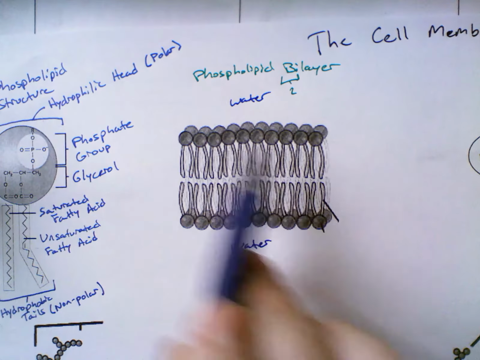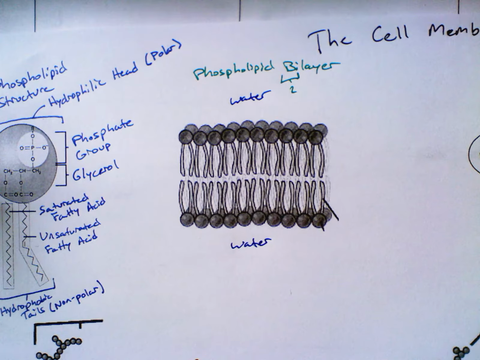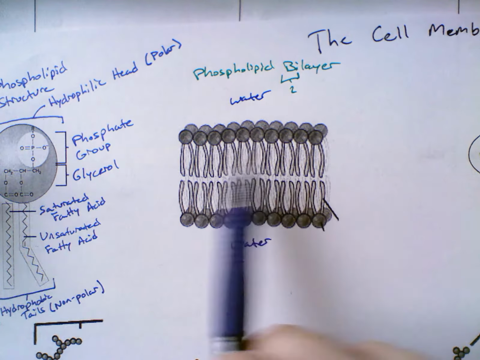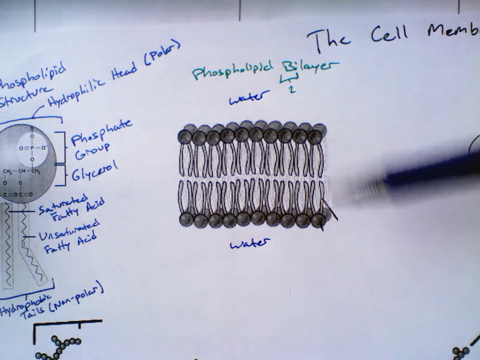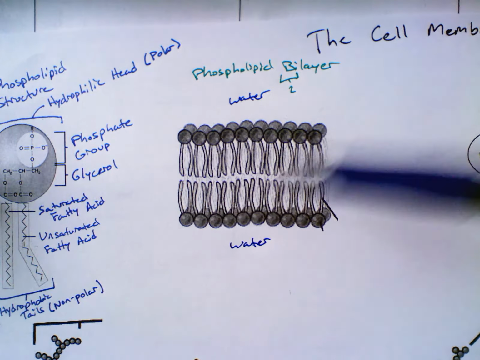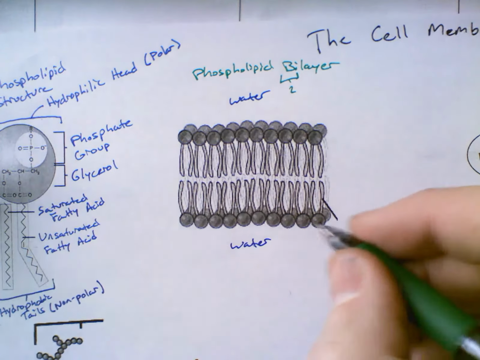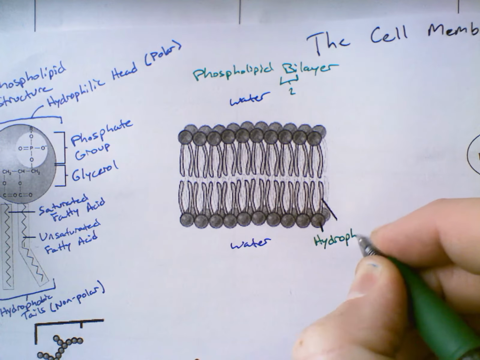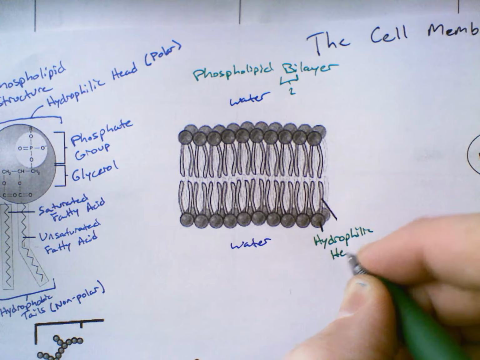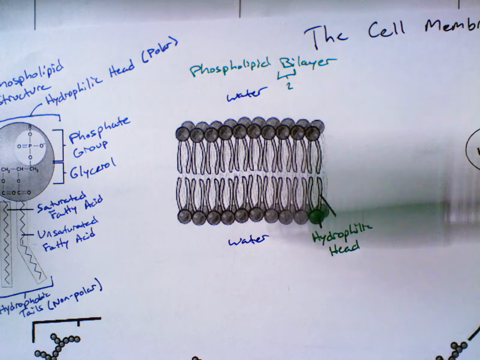Now remember, we're just looking at a cross-section of the phospholipid bilayer. In reality, this whole thing would wrap up and form a sphere. But we're just looking at like the side of one little chunk. Okay, so because there's water both inside and outside of the cell, we end up with this phospholipid bilayer where the hydrophilic heads, so right here we would have a hydrophilic head, are going to interact with the water on both sides.